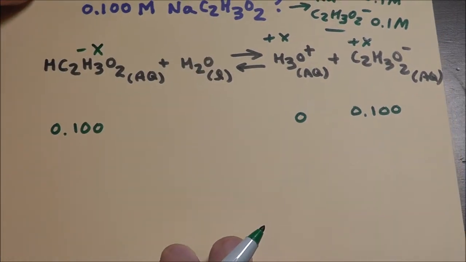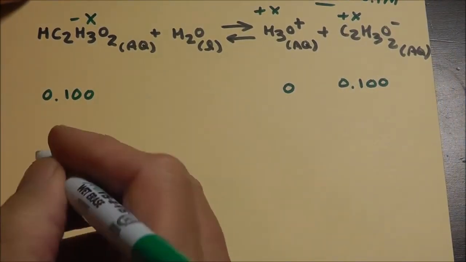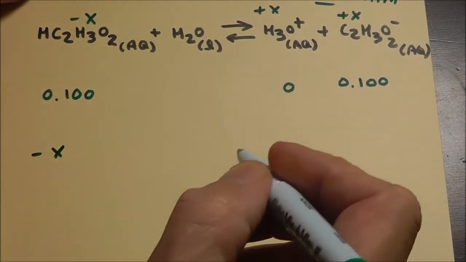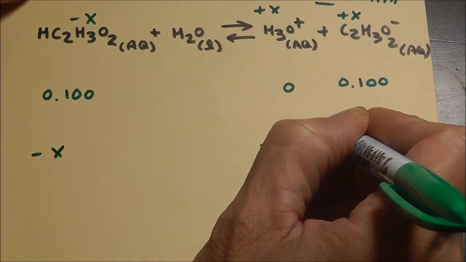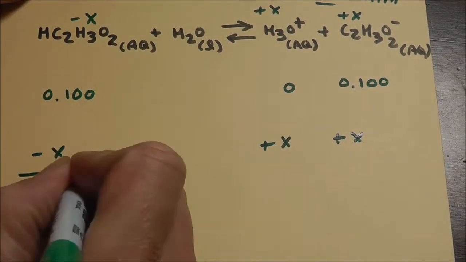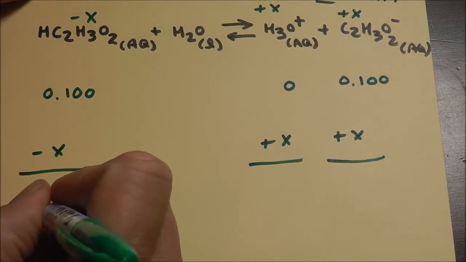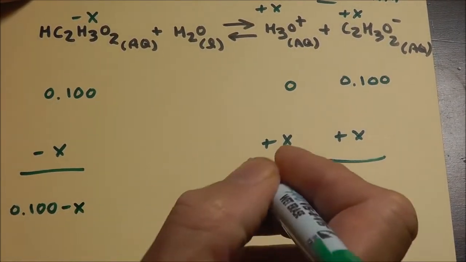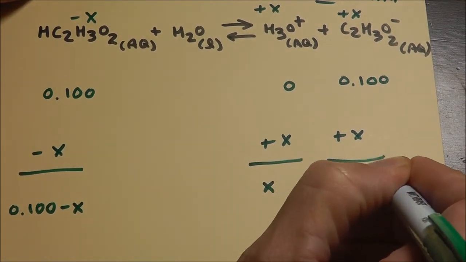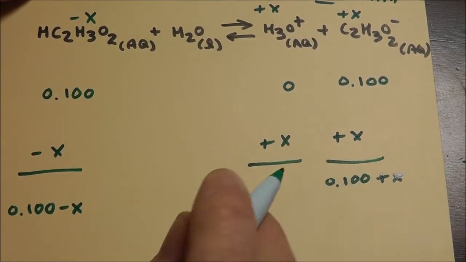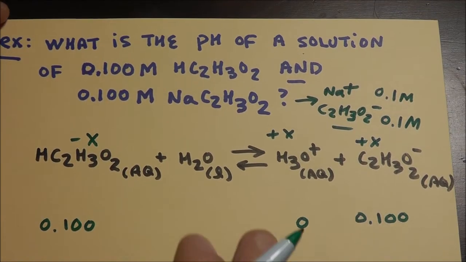Look familiar? Now it's going to set up just the same way it's always done for us. So this would be minus x in the change line, plus x, and then plus x. So that at equilibrium, this is going to be 0.100 minus x, x, and 0.100 plus x.